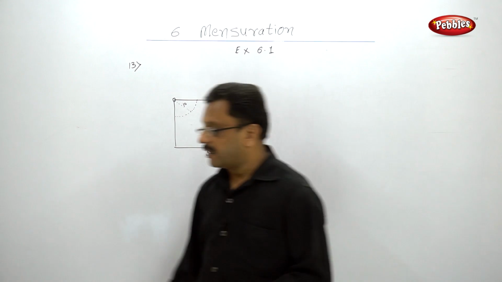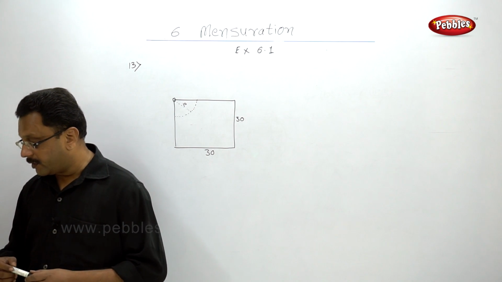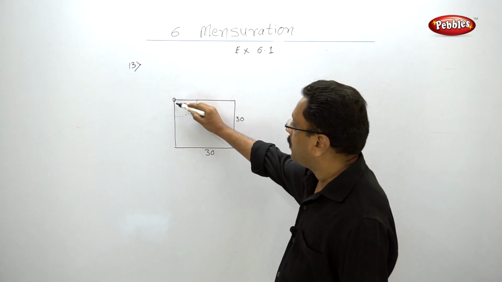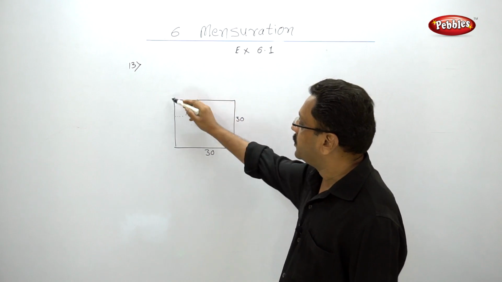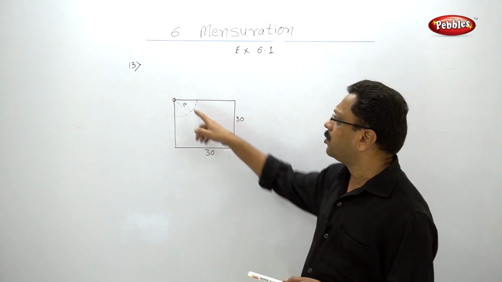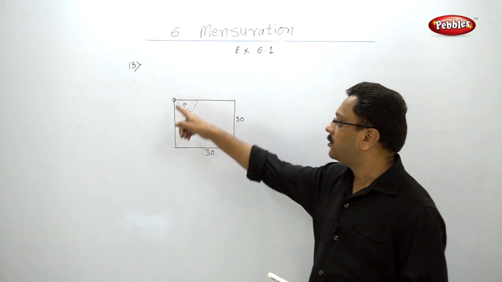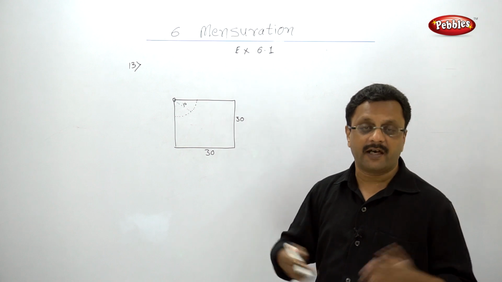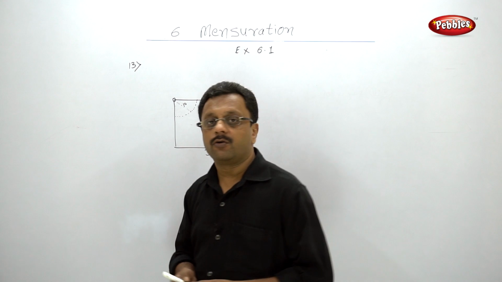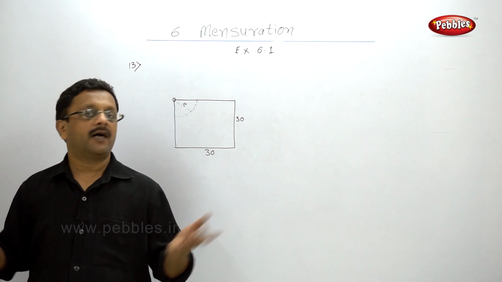Correct? What do they ask? Find the area of that part of the field in which the horse can graze. That means we want to find out this area. This sector we have to find out. Very simple. You know that the radius is 10 and what is theta? Theta is 90 degrees because it's a square. So the area of the sector is theta by 360 into pi r square. So just substitute and find out the answer.